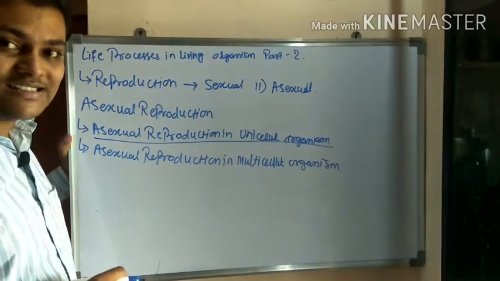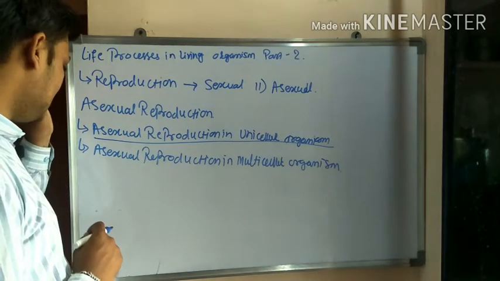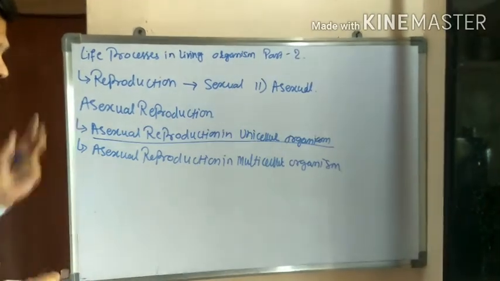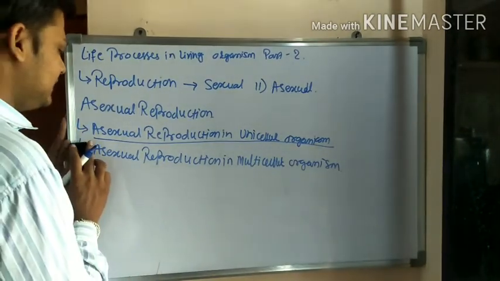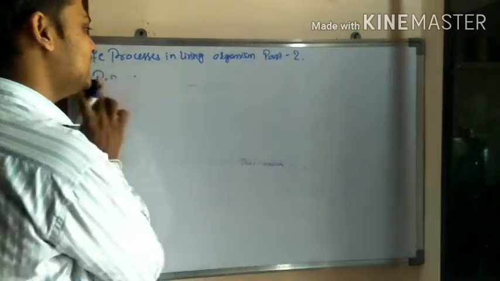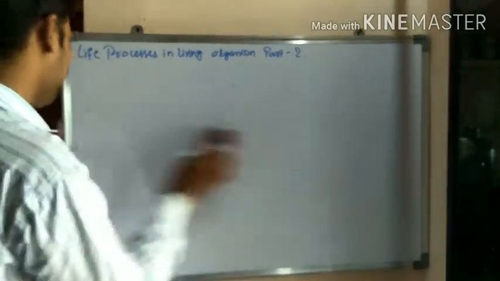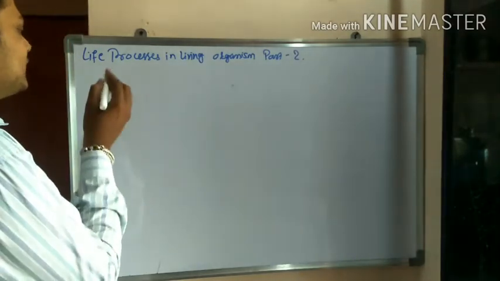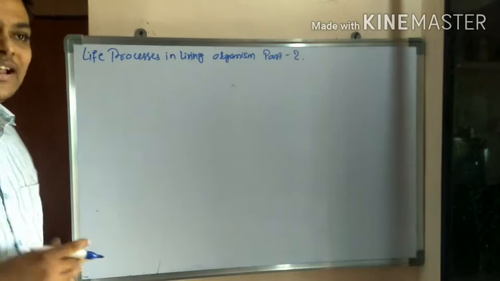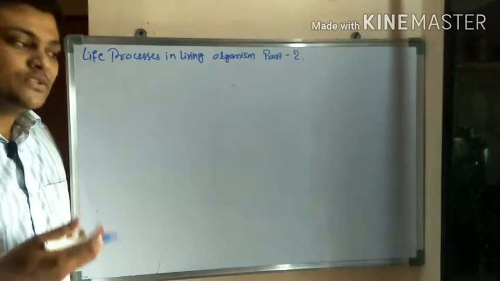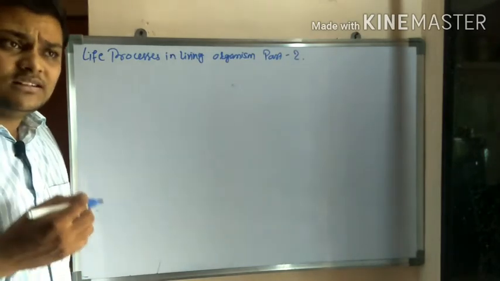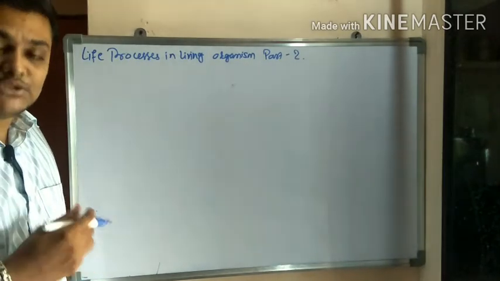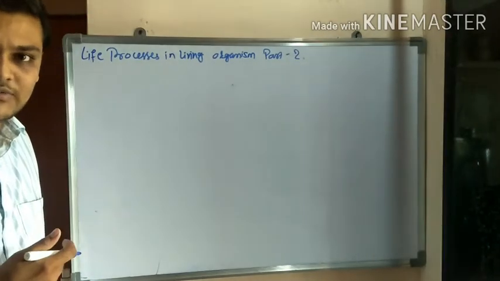So before we start, I am going to write down here: asexual reproduction in unicellular organisms, and afterwards we will discuss it in detail. First of all we will see reproduction and its types. As we know very well, asexual reproduction does not involve any fusion of a gamete.